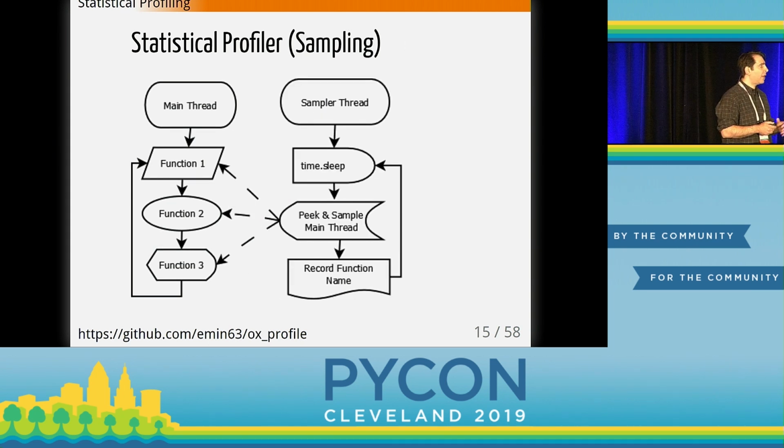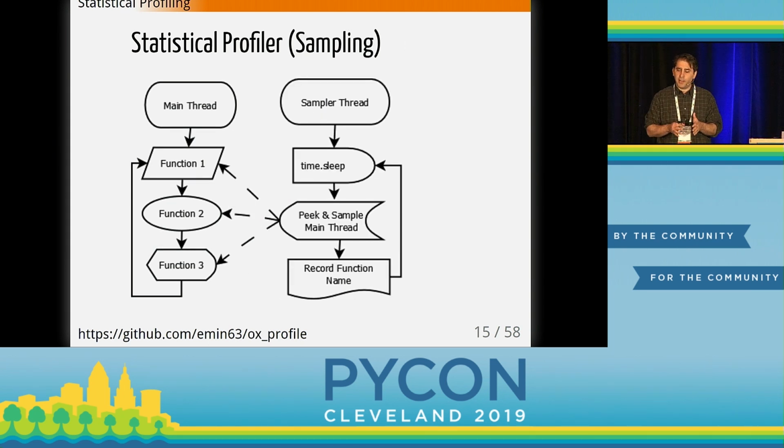So here's a diagram of what it looks like. So again, you have your main thread running, and then you have a sampler thread, which is either another thread in your Python program or maybe a completely separate program. What the sampler thread does most of the time is time.sleep, so it does nothing. Every once in a while, it wakes up from the time.sleep, and it peeks in to see what the main thread is doing. Which function is it running? And then it records the name of that function, and then it goes back to sleep again. So it's basically kind of waking up periodically and seeing what you're doing, and then going back to sleep.